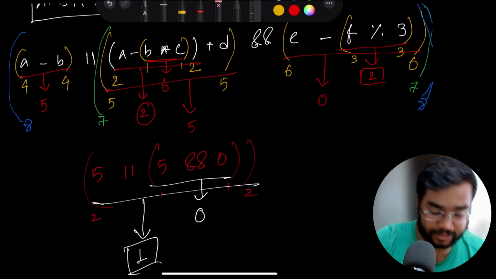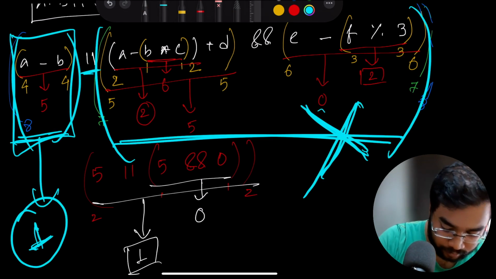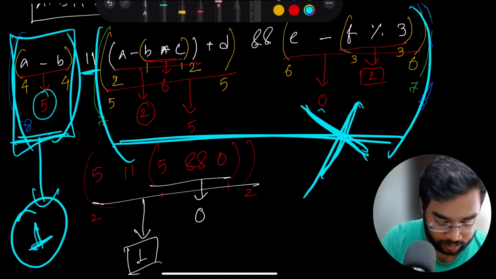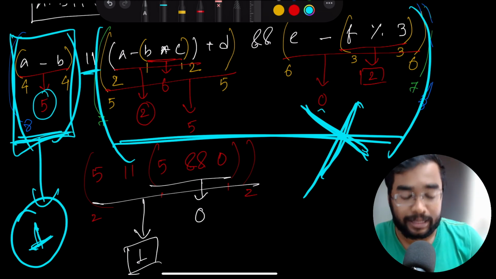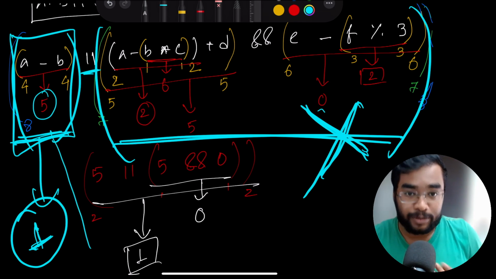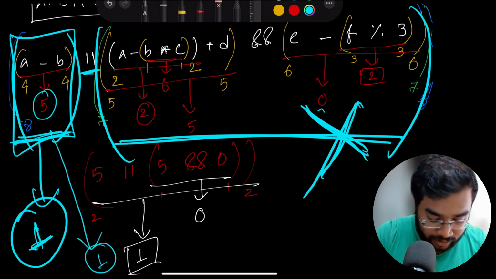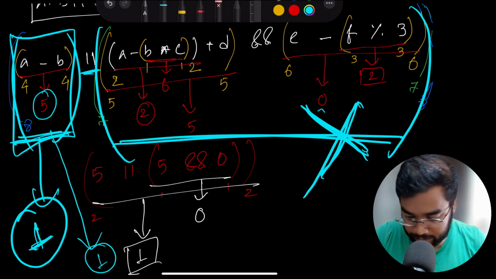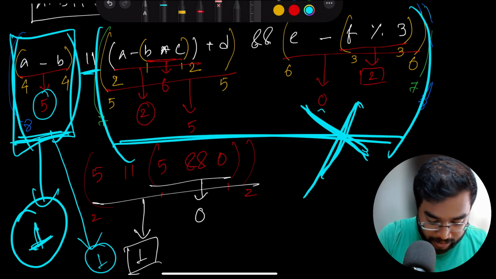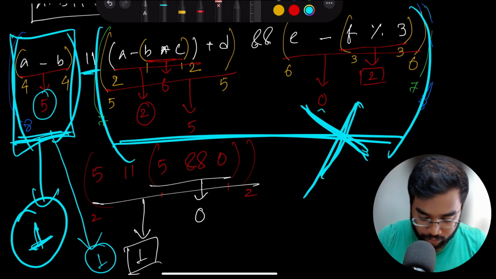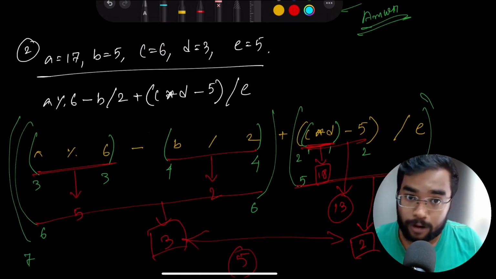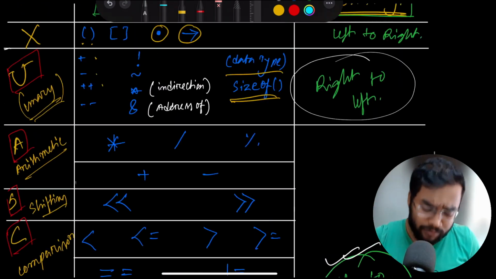Clear? But there is a catch. Here A minus B, which is 5, obviously 5 is a true value. So true value, that means we do not need to check the other one, and directly we can say that the output is 1. So you can see that by this technique you can avoid a lot of calculations, isn't it? So that's the way to solve this kind of problems. And this is all about the precedence and associativity chart. I hope you have understood it.